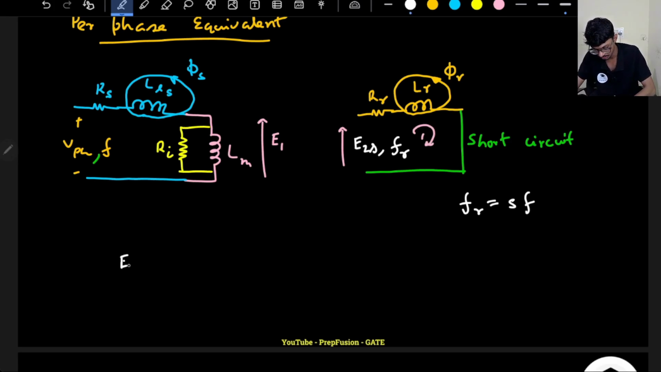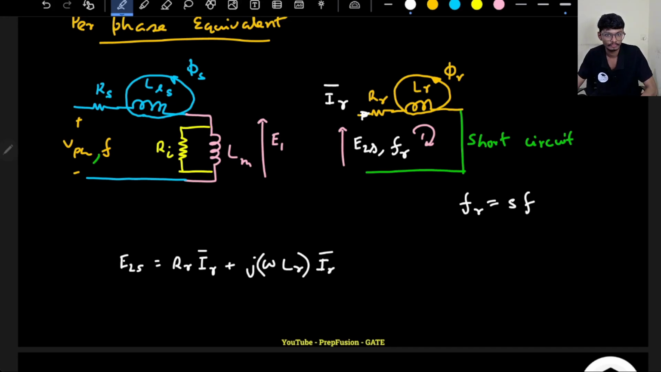KVL is basically E2S, the induced EMF, will be equal to the drop. Let me write the current here, that is the rotor current, IR. You can write it as I2 as well, whatever you want to write. I will write IR. So it is RR into IR vector plus j omega LR. This is the leakage reactance of the secondary into the current IR.